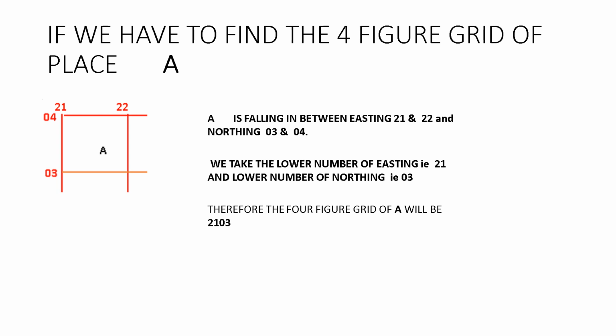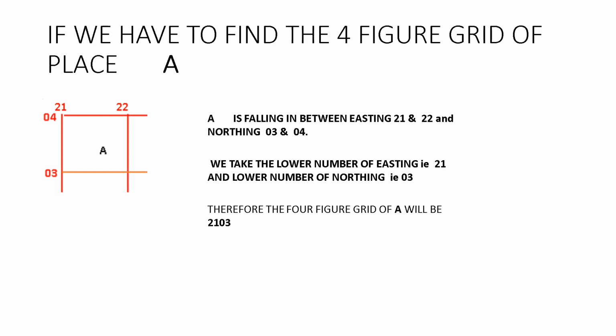Once you have identified the square, you have to write the lower number of the easting, that is 21, and the lower number of the northing, that is 03. And hence the four-figure grid of A will be 2103. 21 is the easting and 03 is the northing. I hope this method is clear. Shall I repeat it again?